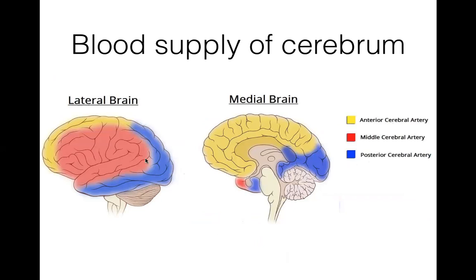As we can see here, most of the lateral part of the brain, particularly the lateral part of the frontal lobe, parietal lobe, and the upper regions of the temporal lobe, are supplied by the middle cerebral artery. On the other hand, the anterior cerebral artery supplies the superior part of the frontal lobe and most of the medial part of the midbrain. And finally, there is the posterior cerebral artery, which supplies predominantly the occipital lobe, as well as the inferior part of the temporal lobe and the superior part of some parts of the parietal lobe.